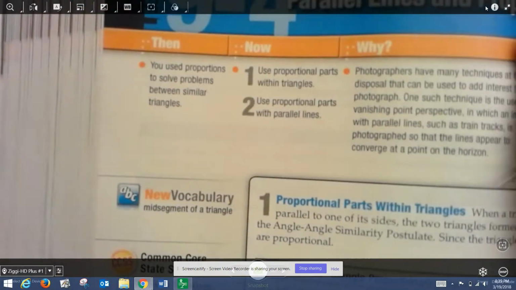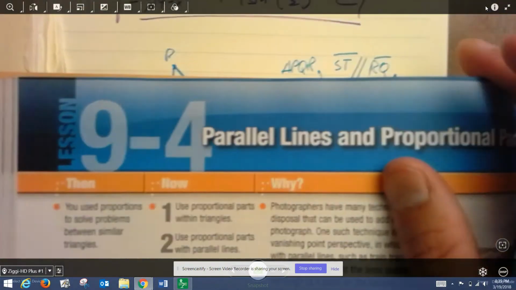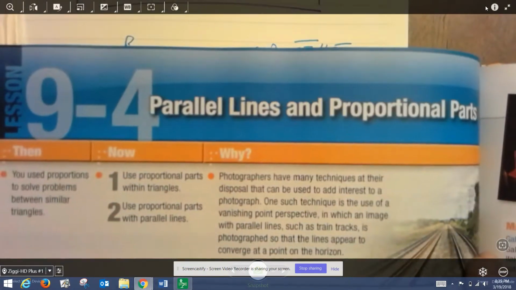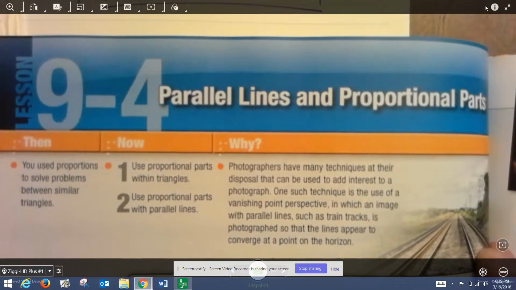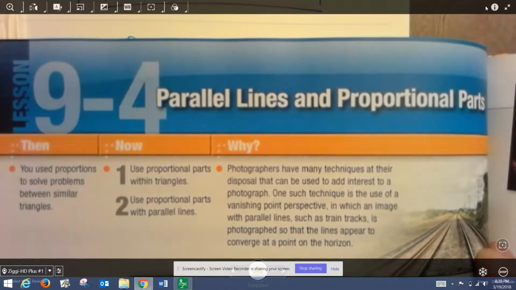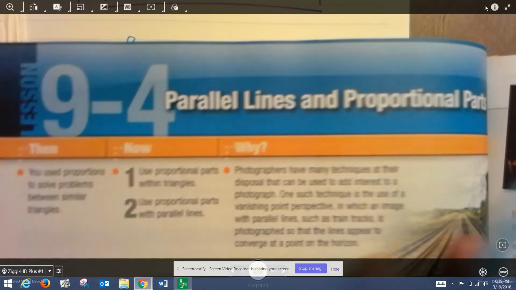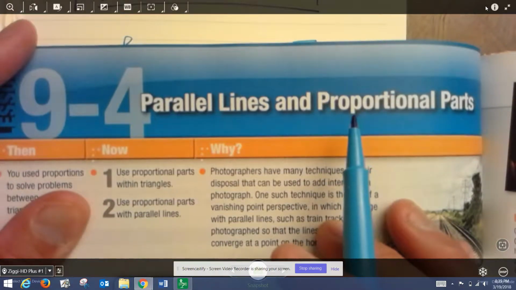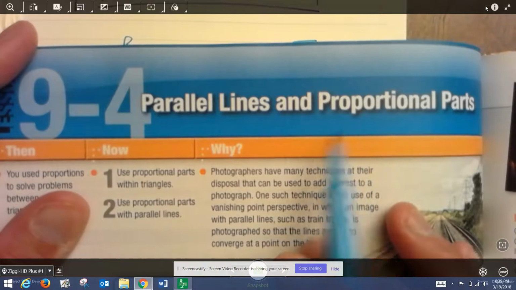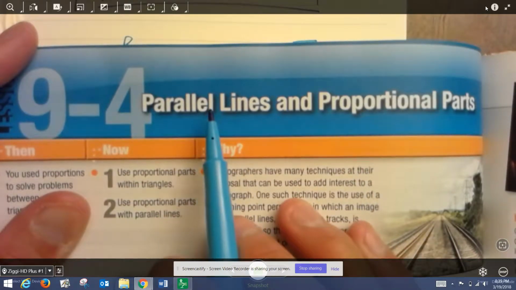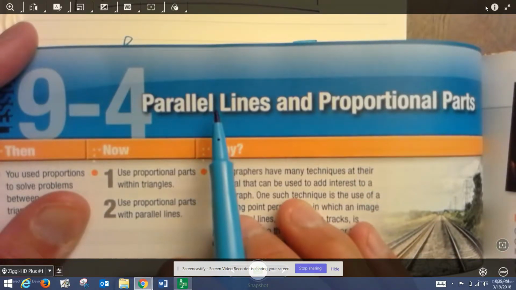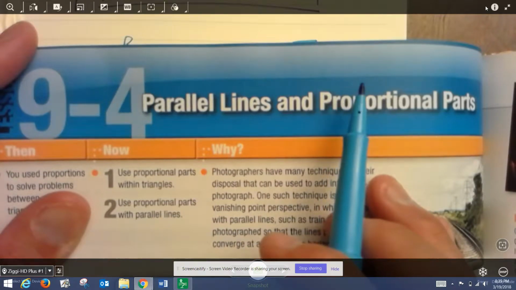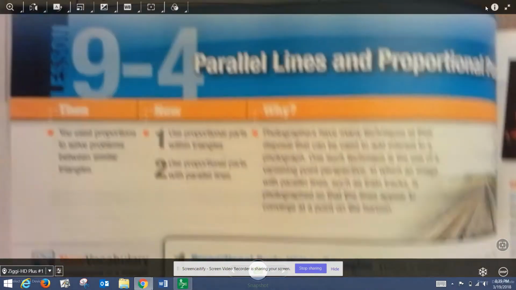I just want to start going over a section with you that I might not be able to cover in class. It's section 9-4, parallel lines and proportional parts. We've been learning about similar shapes and proportionality, and how some of their sides could be proportional to each other. Now we're going to learn that if we create parallel lines within shapes, they might result in having parts that are proportional to each other. What is that going to look like?